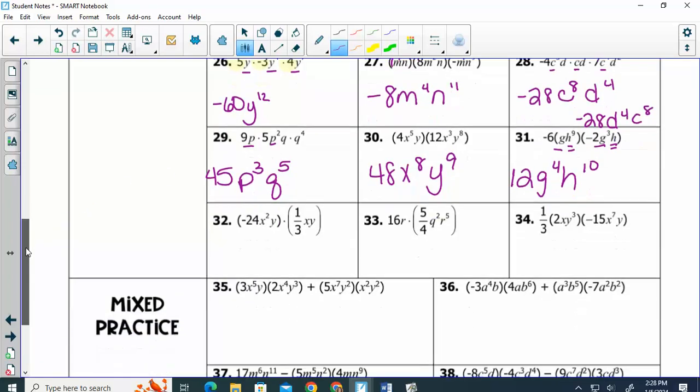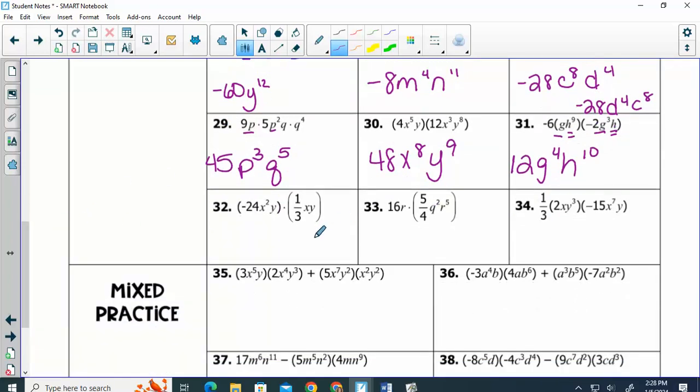Alright, does it change anything when I start throwing in some fractions? No, we're still just multiplying. So negative 24 times 1/3 is what? X squared times x would be x cubed, and y times y to the second. Right, 33. 16 times 5 over 4.